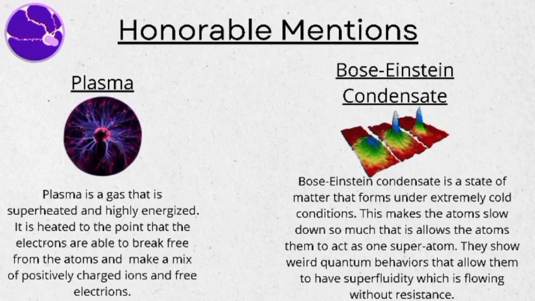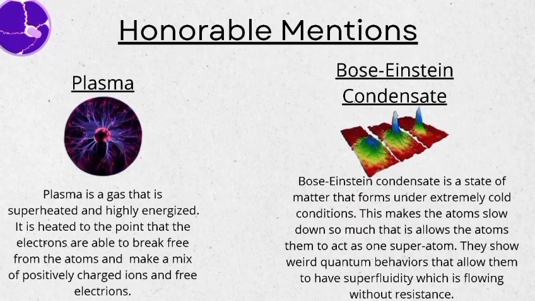Bose-Einstein condensate. Bose-Einstein condensate is a state of matter that forms under extremely cold conditions. This makes the atoms slow down so much that it allows them to act as one superatom. They show quantum behaviors that allow them to have superfluidity, which is flowing without resistance.